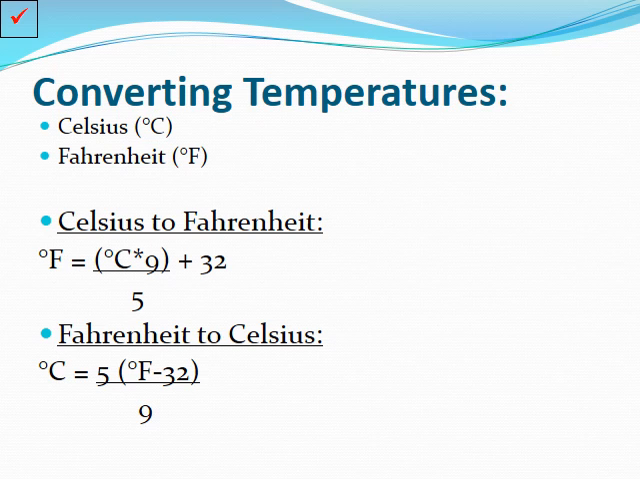Now, in this unit, you will have to convert temperatures. So remember, Celsius is denoted as degrees C, and Fahrenheit denoted as degrees F. So to convert Celsius to Fahrenheit, you would take your Celsius, multiply it by 9, divide that answer by 5, and then add 32. Now to go from Fahrenheit to Celsius, you would take your Fahrenheit, subtract 32, multiply it by 5, and then divide by 9.